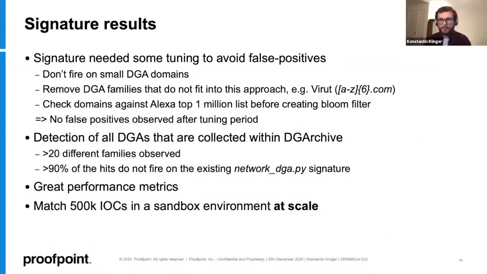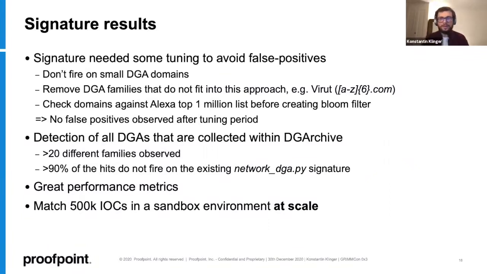We have observed over 20 DGA families, and in over 90% of the hits, we had only the new signature firing and not the old one, because as I've introduced in the beginning, the old signature relies on hard-coded values and top-level domains. And now we can check against a list of 500,000 active DGA domains, which of course improves the situation.